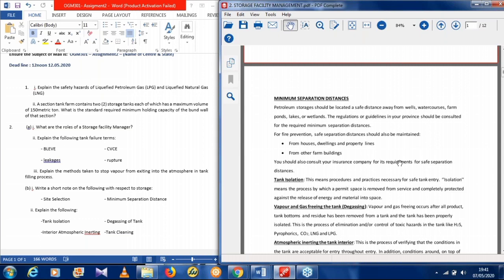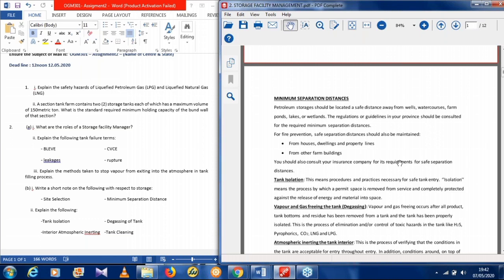Why? Because you could have different occurrences in this storage facility. We could have cases of BLEVE, boiling liquid expanding vapor explosion. We could have cases of leakages or even rupture. Remember in the last class, I mentioned something about the way our facilities, or our tank farms, are designed. I talked about the bund wall. I was just giving an overview of storage. In our next class, we'll round that part off.